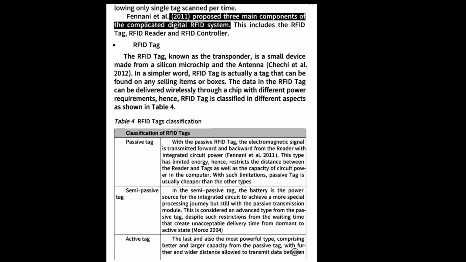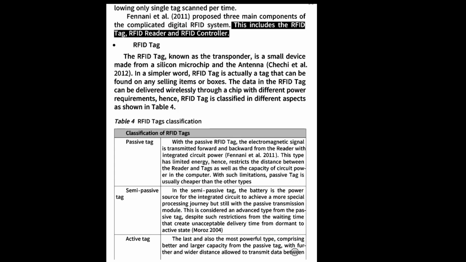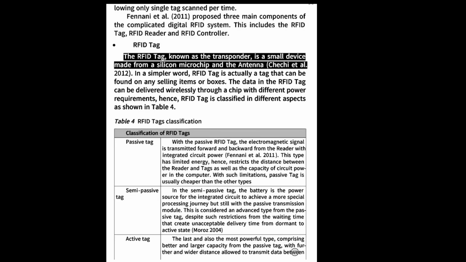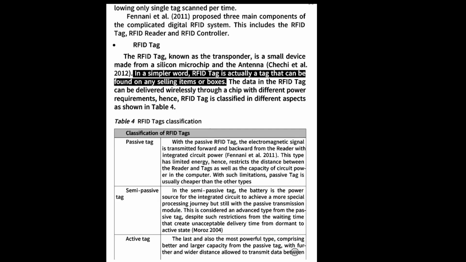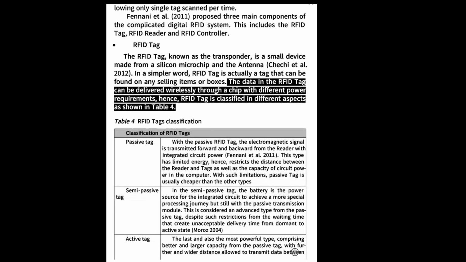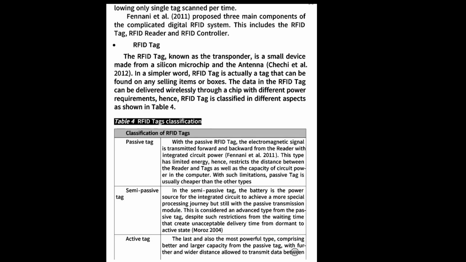2011 proposed three main components of the complicated digital RFID system. This includes the RFID tag, RFID reader and RFID controller. RFID tag: The RFID tag, known as the transponder, is a small device made from a silicon microchip in the antenna. Chechi et al. 2012. In simpler words, an RFID tag is actually a tag that can be found on any selling items or boxes. The data in the RFID tag can be delivered wirelessly through a chip with different power requirements. Hence, RFID tag is classified in different aspects as shown in Table 4. Table 4 RFID tags classification.